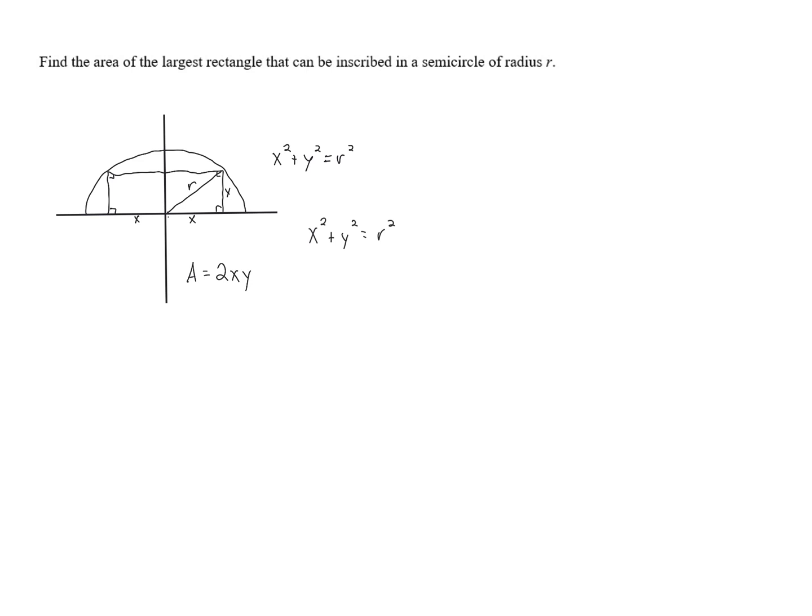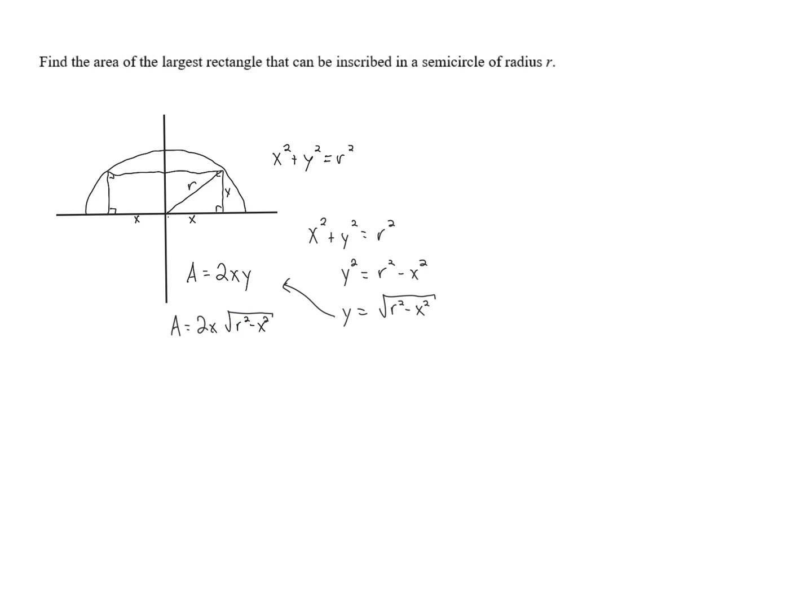So to get y alone, we've got to get rid of that x squared term. So we subtract it to move it to the other side. And then we take the square root, giving us y equals the square root of r squared minus x squared. And then when we plug that into the area function, we've got 2x times the square root of r squared minus x squared.